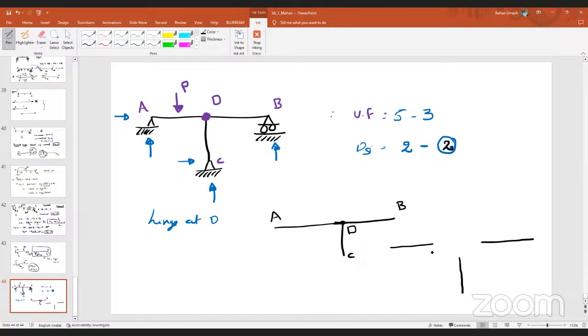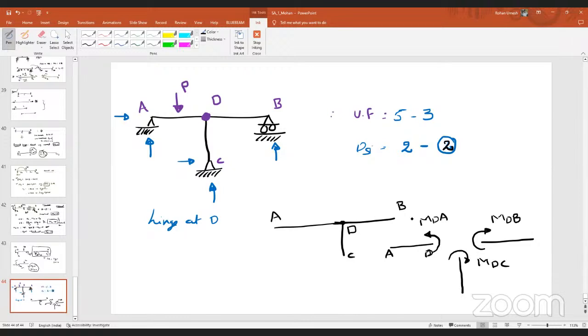Let me represent the moment here. What about the moment? In the member AD, can I represent it as MDA? What does it mean? Moment at point D towards the direction A. Similarly, what is the moment I should represent here? MDB. Moment at point D towards B. Similarly, what is the moment I should represent here? Moment at point D towards C, isn't it?